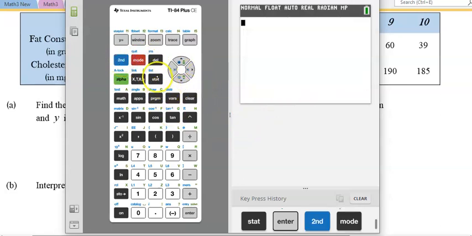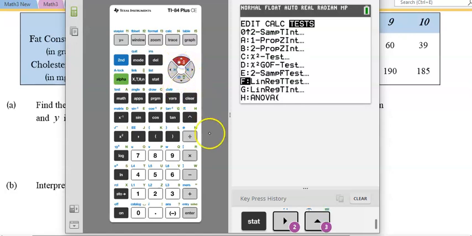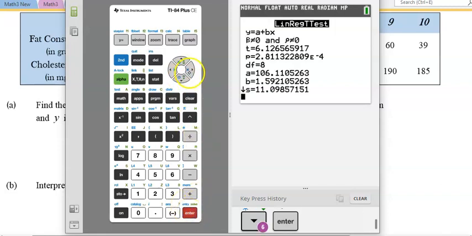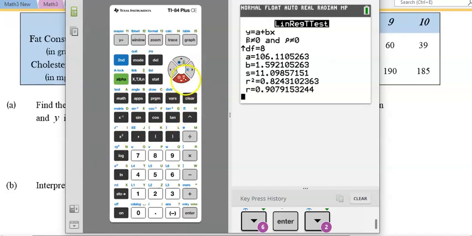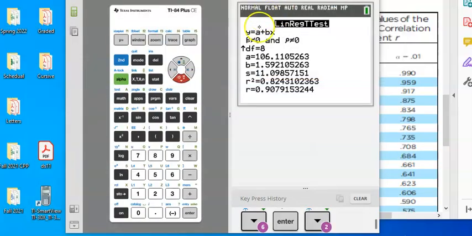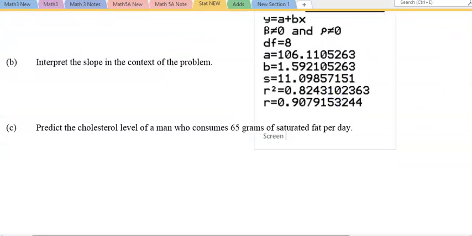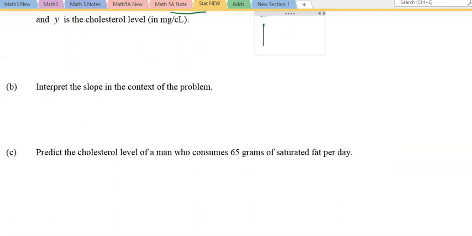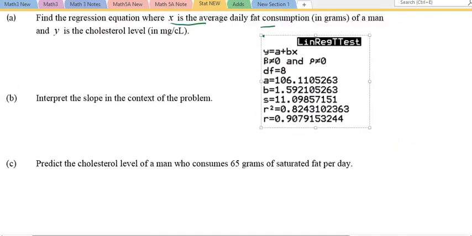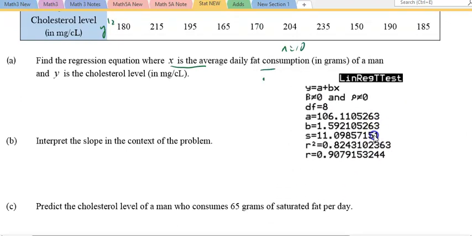If you quit and go to stat again, we're going to go to the test and go for linear regression. Let's see what we get. L1, L2, as it is in that order. There it is. And we're going to scroll down a bit to get r. There it is. Let me copy this down. This is all the information that we need. That's actually more than what we need. There's a bit more in there, but we really don't worry much about it.